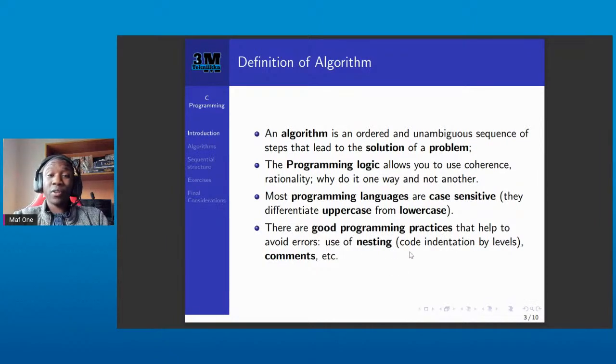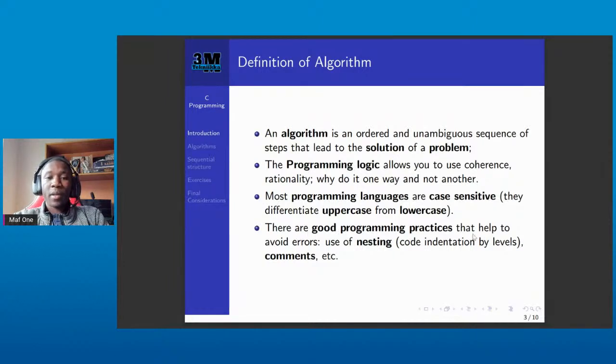Most programming languages are case sensitive. Case sensitive means they make a difference between uppercase and lowercase. That's very useful to be used to, because there are languages where, for example, writing a lowercase a is the same as writing an uppercase A. This is bad because that can lead to ambiguity and bugs.